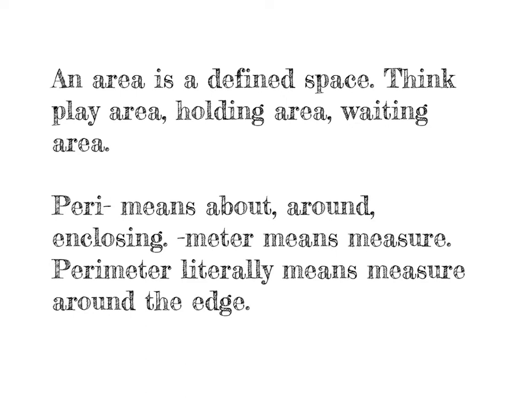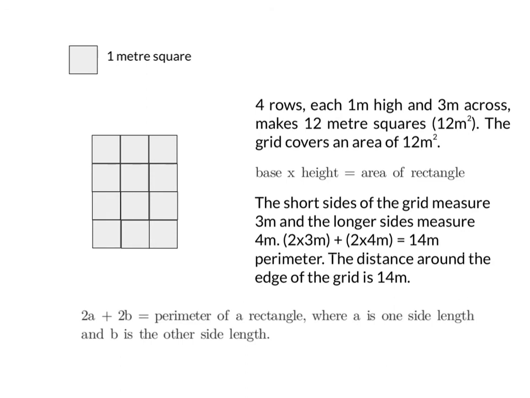Perimeter, if we break down the meaning of the two parts of the words, becomes quite self-explanatory. The prefix peri means about, around or enclosing, and the suffix meter means measure. So perimeter literally means measure around the edge. We're going to look at the area and perimeter of rectangles first.